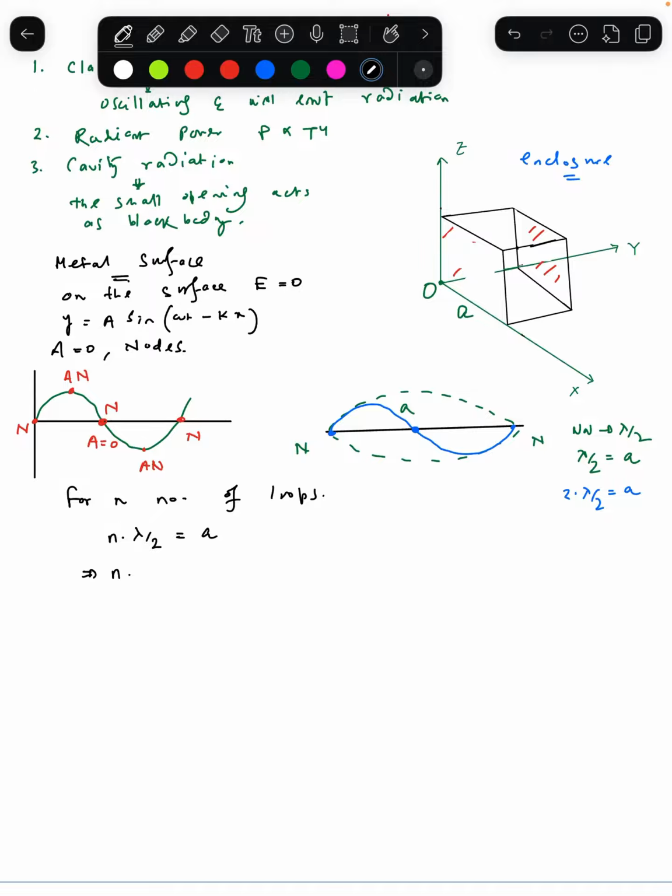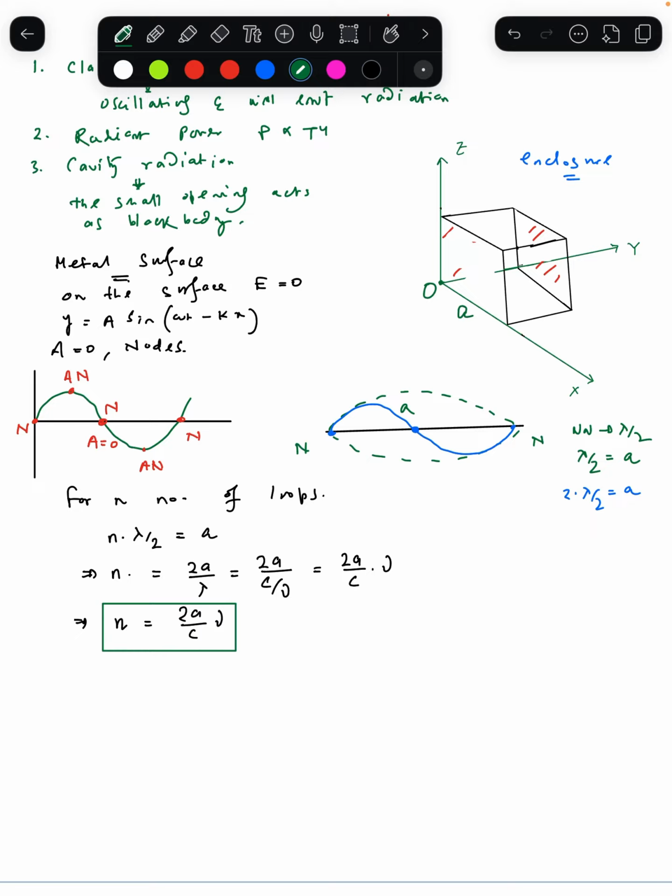A little bit of calculation here. So n becomes 2A by lambda. Lambda we can change, that is equal to c by nu, so it becomes 2A by c into nu. This is the value of n, the number of modes of oscillation, which is connected to the frequency. Now let us look at this equation.